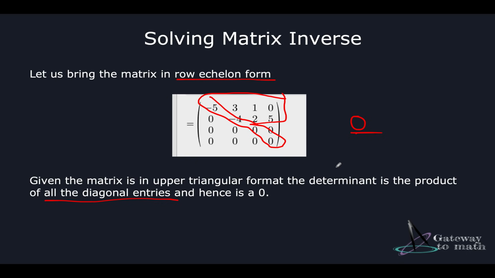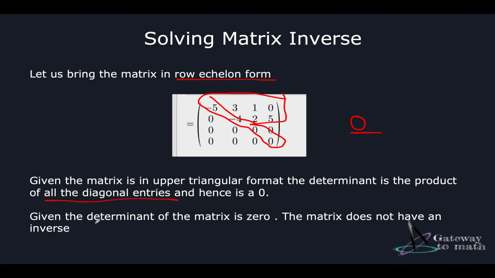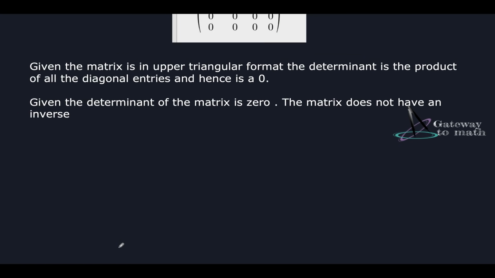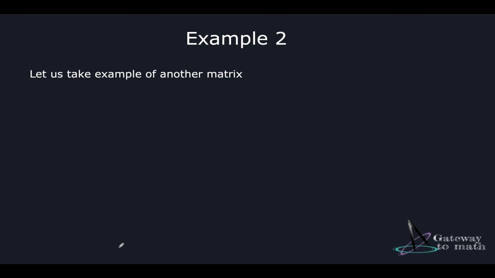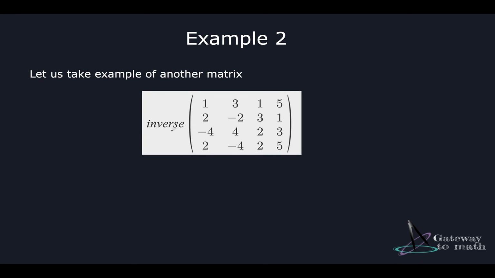Okay, so we stop here. That's pretty much it. Given the determinant of the matrix is 0, the matrix does not have an inverse. Let's take another example. Example 2. So we have another matrix here. We need to find its inverse.